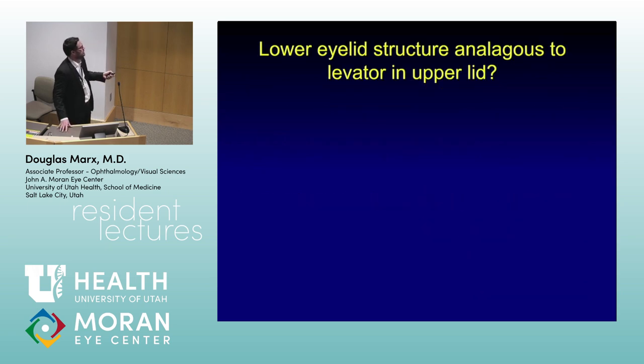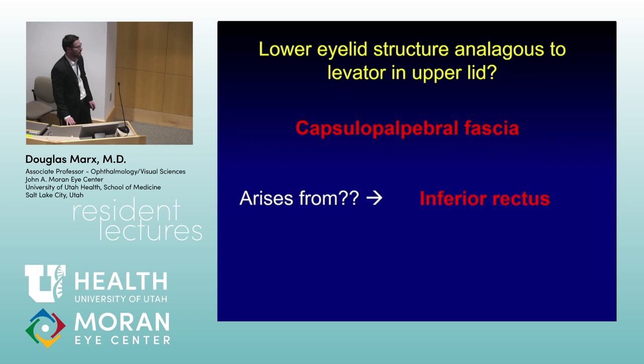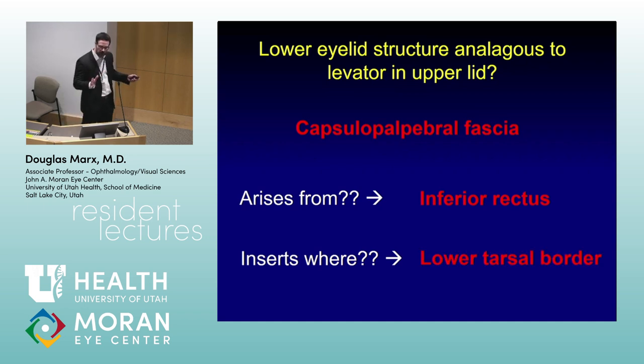Lower eyelid structure analogous to the levator in the upper lid. That's the capsulopalpebral fascia, right? It arises from the inferior rectus, okay? Inserts where? So it's just a little different, right? It's on the border of the lower tarsus, whereas, so kind of more like what muscle? Müller's, right? And that's just one major difference.